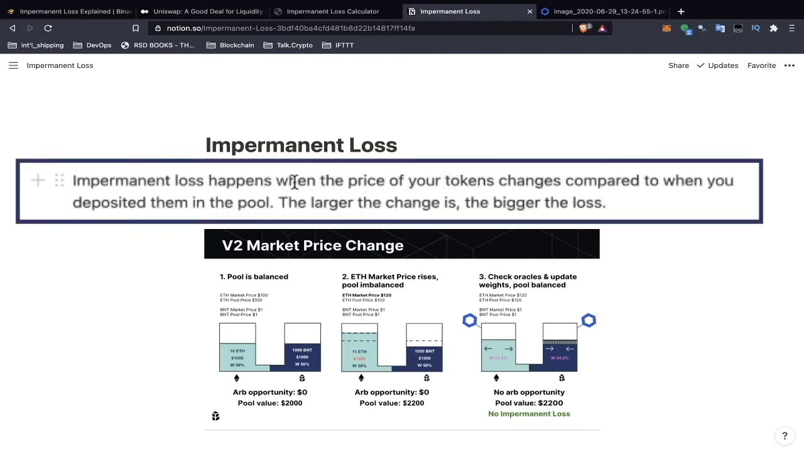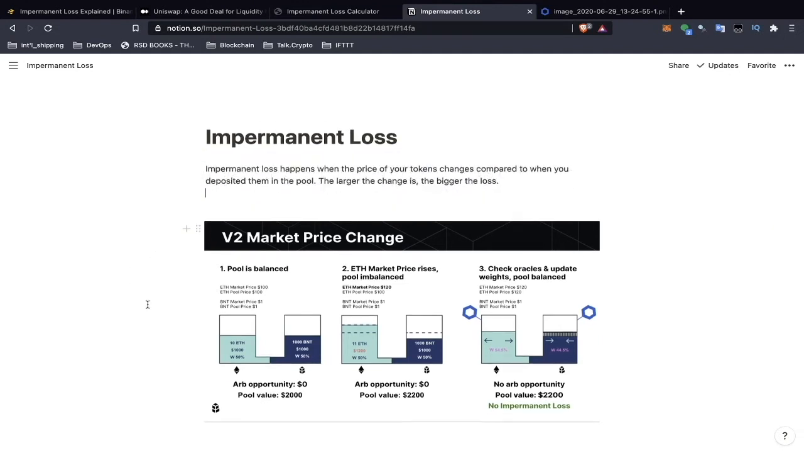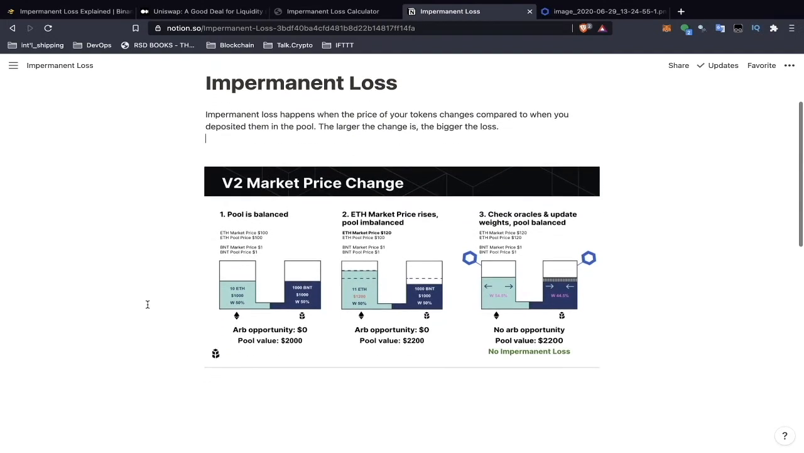Impermanent loss happens when the price of your tokens changes compared to when you first deposited them in the pool. The larger the changes, the bigger the loss. And this loss happens when the pool has to rebalance itself over time.